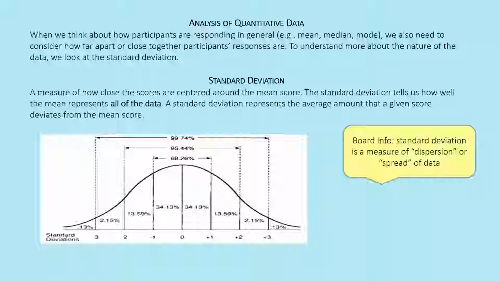So when we look at a standard deviation, we measure how close the scores are centered to the mean score, the average score. The standard deviation tells us the distance, or how far the spread of our data is across from 0% to 100%. So a standard deviation represents the average amount that a score is from the mean score in the middle, and how it deviates or spreads away from the center score.